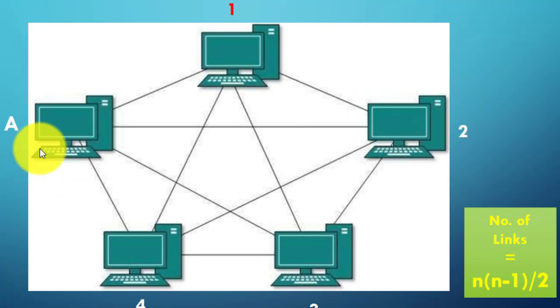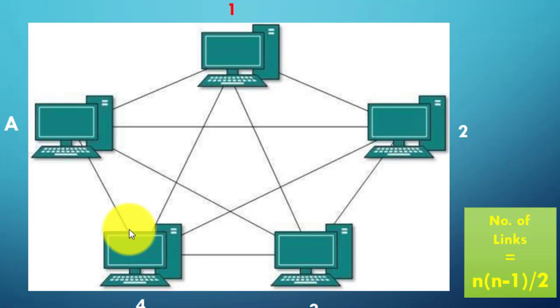For example, you can see here workstation A is connected to workstation 1 using this cable. A is connected to 2 using this cable, and A is also connected to 3, and A is also connected to 4. That means every computer here is connected to every other computer using dedicated cables. So that makes the amount of cabling more in case of a mesh topology.